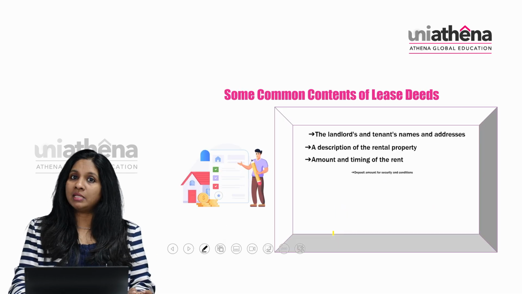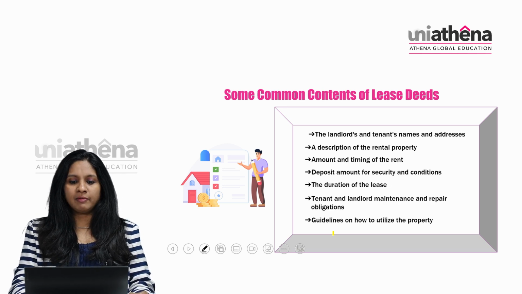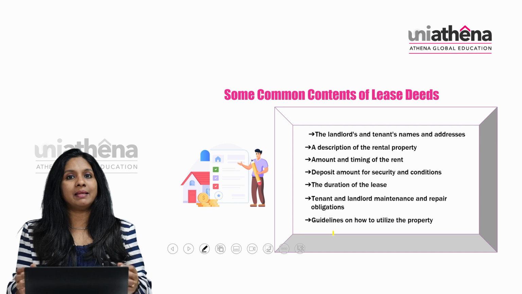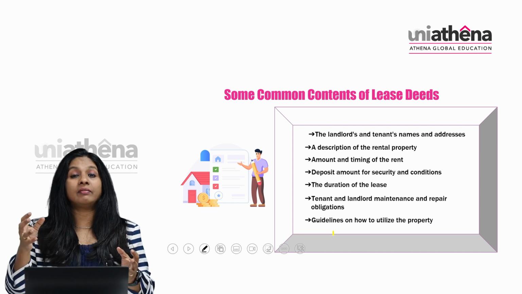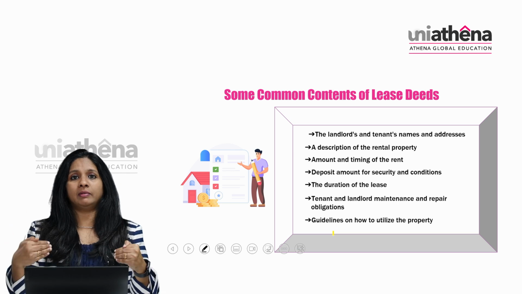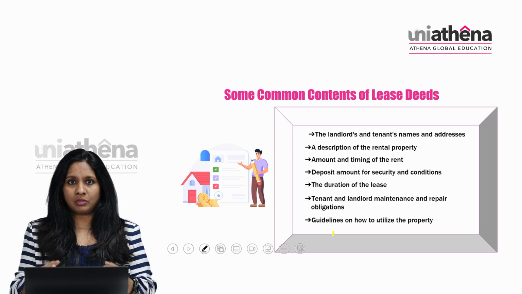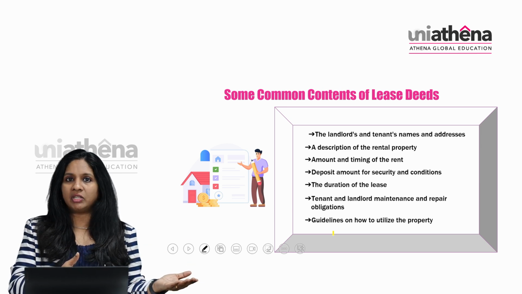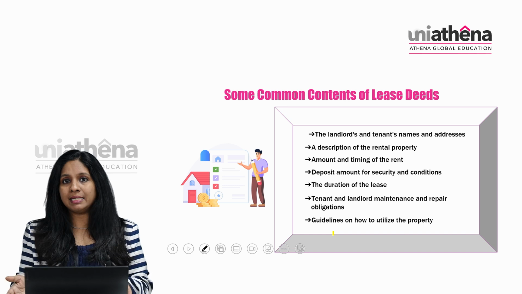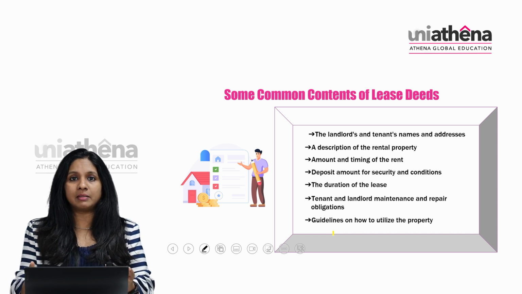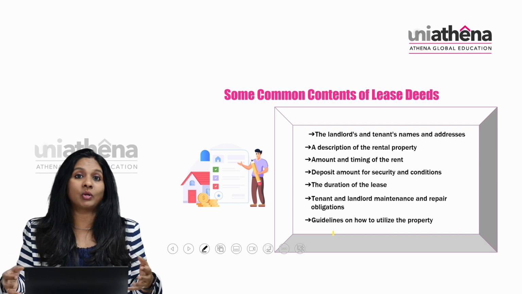Now let's look into some common contents which are included in lease deeds. The first one is the landlord's and the tenant's names and addresses. Obviously you need that, because you need the address as well, not only the names, the address of the tenants and the owners. Then a description of the rental property. As we had already mentioned in the deed, the property description will be given. Similarly, in a lease deed, you have to give a description of the rental property, exactly what things are there.